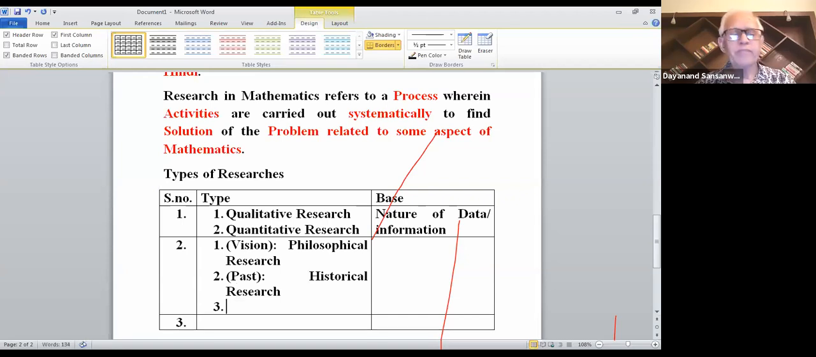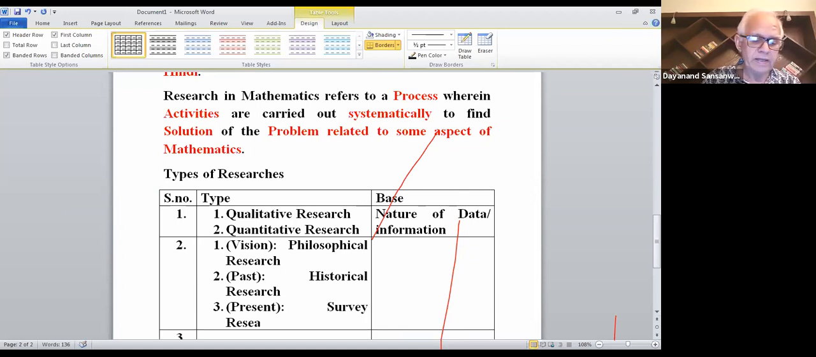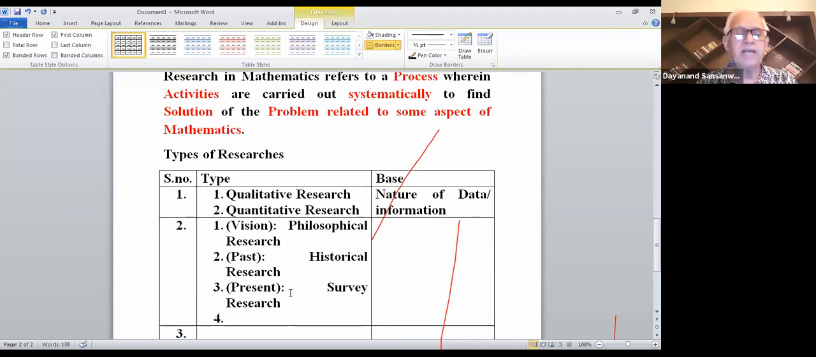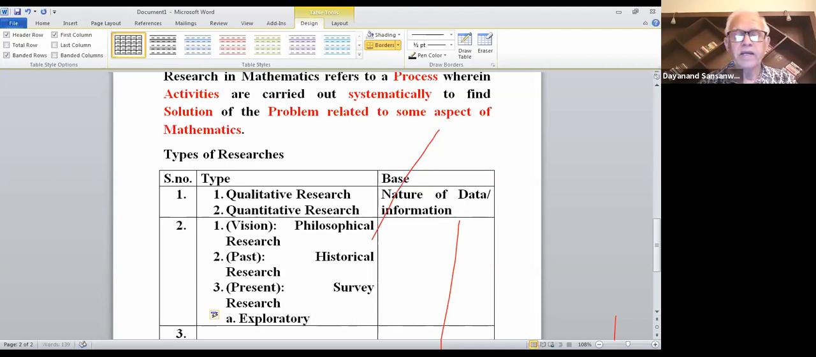Then another one is the survey research. That means if you have to see the present, in the present context, whenever you want to study any event, it has to be survey. You have to do the survey. The survey research can be of different types. It can be exploratory survey. It can be descriptive survey.